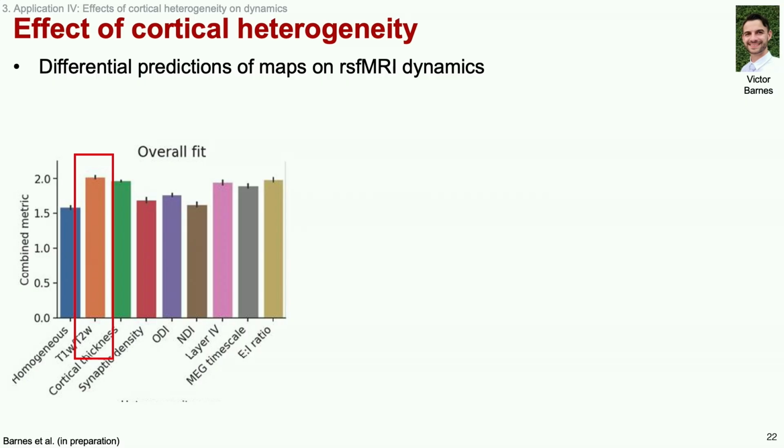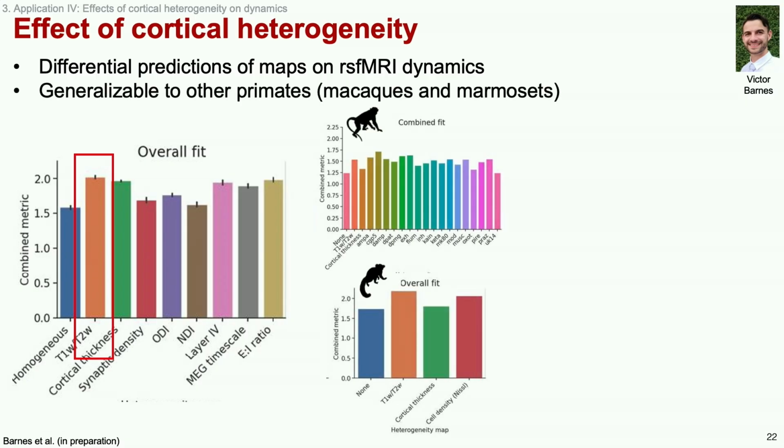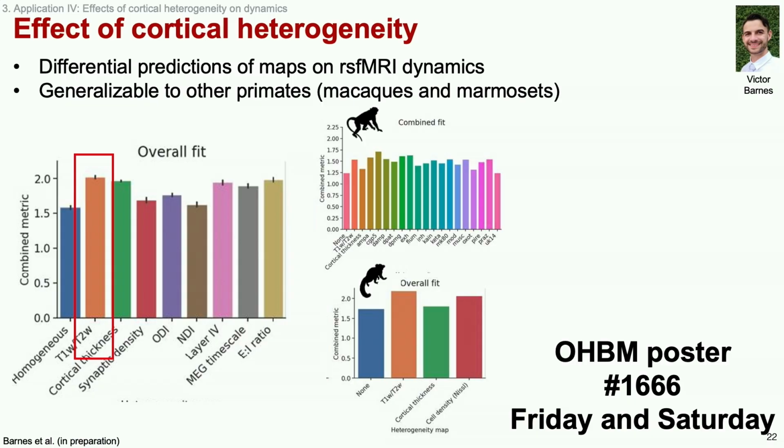And what Victor has shown is that this is not just the case for humans, it exists also in other species that we have, macaques and marmosets. If you're interested in this, he has a poster on Friday and Saturday. Make sure you visit that poster. Right, so that's dynamics, and effects of heterogeneity. How about structure?